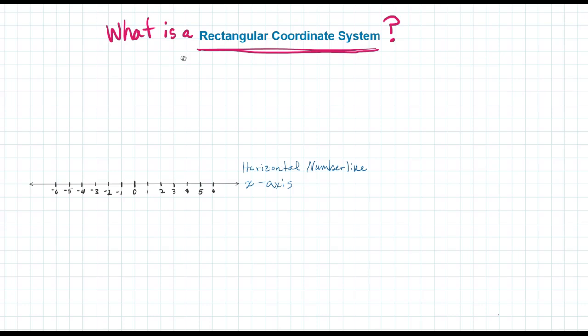What is a rectangular coordinate system? Up to this point, we have used a number line to represent x values or whatever variable we're solving for. For example, if we had x is equal to 2, well, we could just plot this point, right? What if we had x is, say, less than or equal to -3?